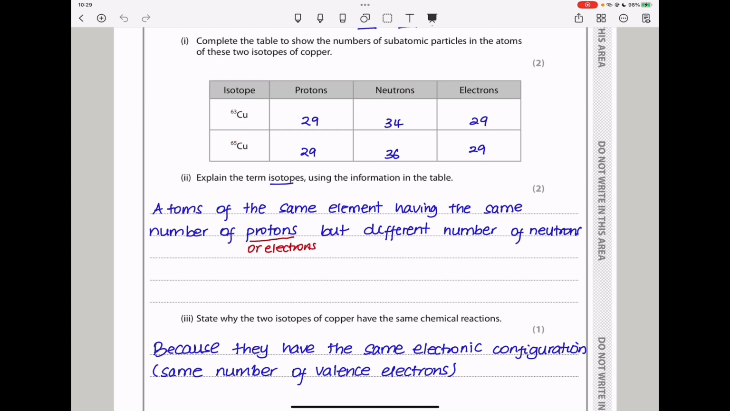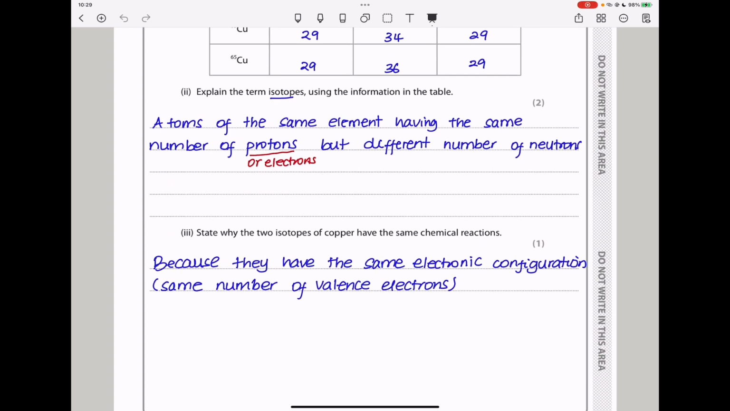From the table, isotopes have the same number of protons, they have the same number of electrons, but they have different number of neutrons. So moving down here, state why the two isotopes of copper have the same chemical reactions.